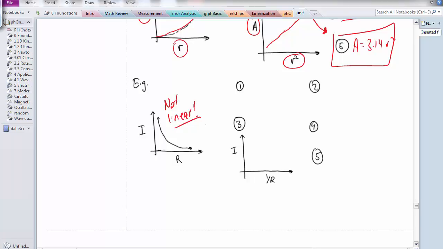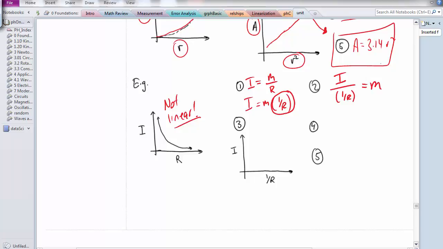For an inverse function, y is equal to m over x, but our y variable is I, so I is equal to m over the x variable, which is r. If you rearrange this to make it more clear, this is the same thing as I is equal to m times 1 over r. Step 2 is to write it as a ratio such that we get a constant of proportionality. If we go I divided by this thing, which is 1 over r, that gives us m.